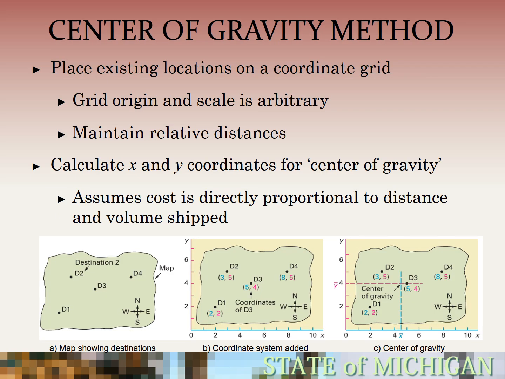So you place existing locations on a coordination grid. With the grid origin and the scale is arbitrary, maintain relative distances though, you calculate the x and y coordinates for the center of gravity, and it assumes cost is directly proportional to distance and volume shipped. So you can see the example here.